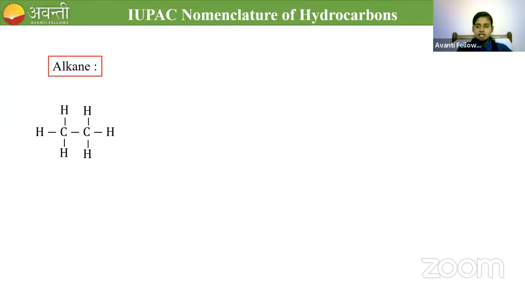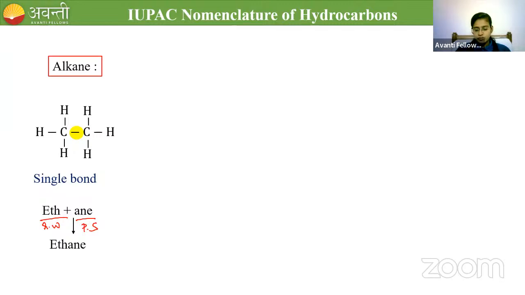How many carbons does this alkane have? 2 carbons, and a carbon-carbon single bond. This is a compound containing a carbon-carbon single bond. So, what I have to do? I have to take the root word. The root word is eth. And the primary suffix for an alkane is ane. So the name of the compound is ethane. Eth is the root word, ane is the primary suffix. So it is named ethane.